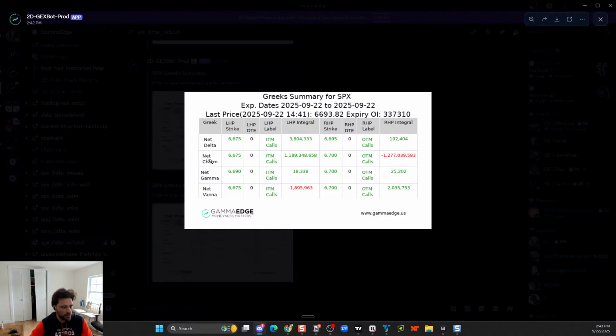Then we have Charm, which is like the decay of Delta through time. Gamma has to do with how fast Gamma or Delta is accelerating. So, right, if we're moving through key sensitivity points in the structure where Gamma is relevant, then that's where they're important. But Gamma in and of itself doesn't matter if price isn't moving. That's where Delta and Charm are way more important on a day-to-day basis.